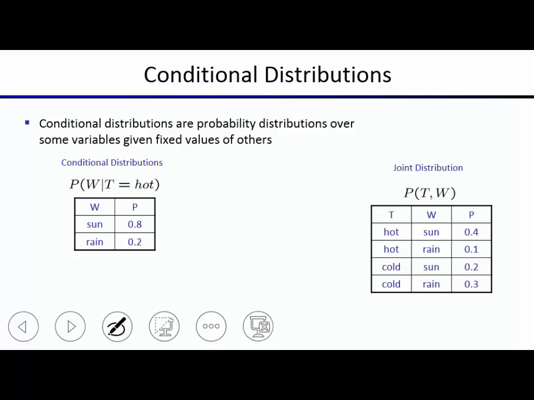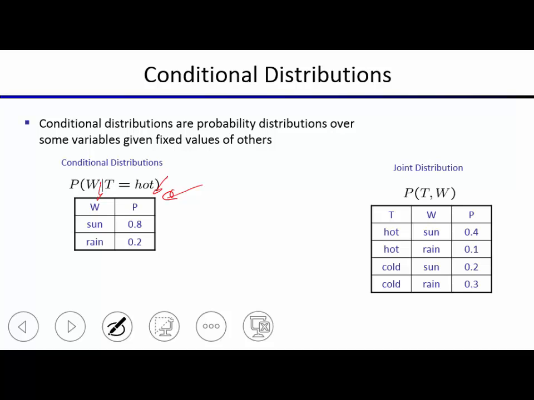So here's a conditional distribution. The distribution for weather given temperature equal hot is a distribution where we have only one variable that remains, weather, because temperature equals hot has been fixed. It's not a variable anymore at this point. So we have just the weather variable here, and then we have probabilities in the second column. They sum to 1 because it's a distribution.